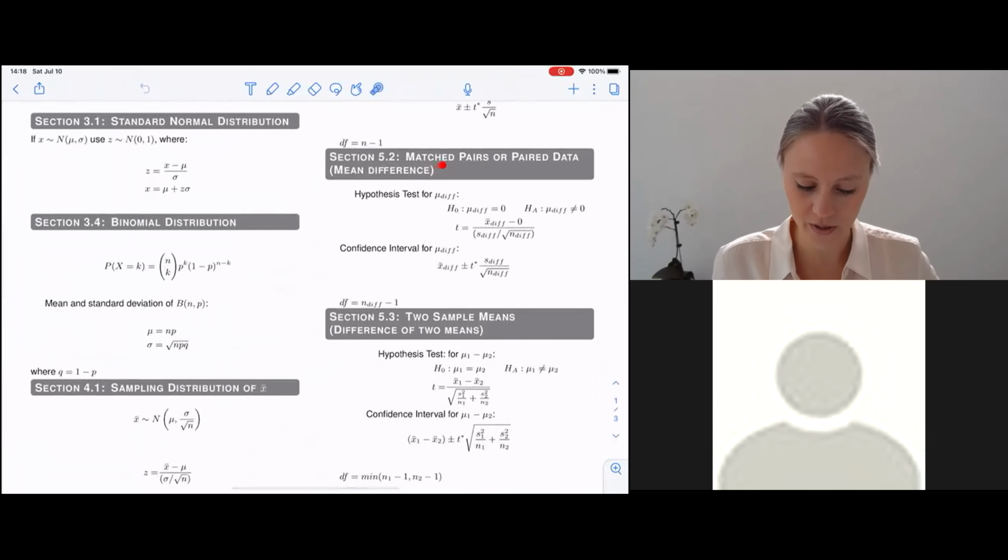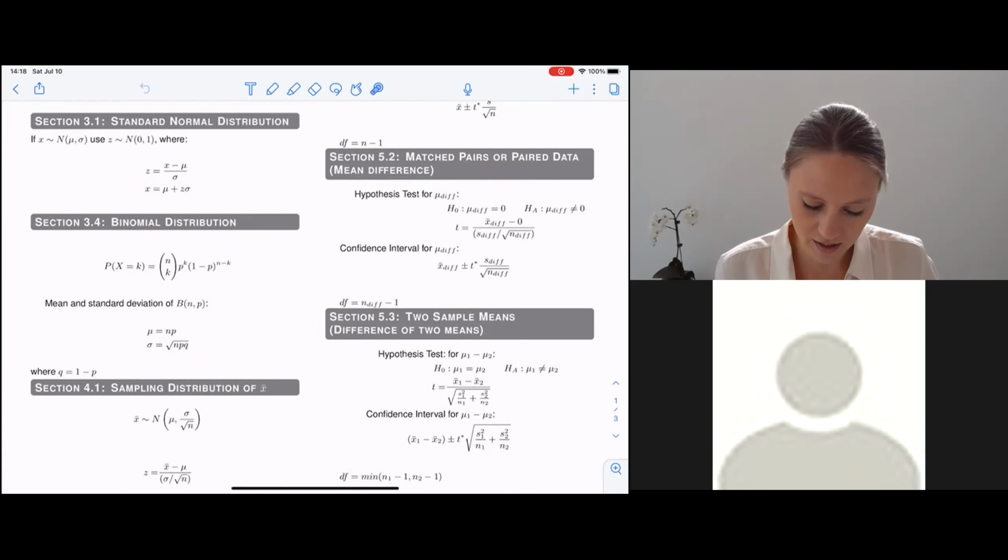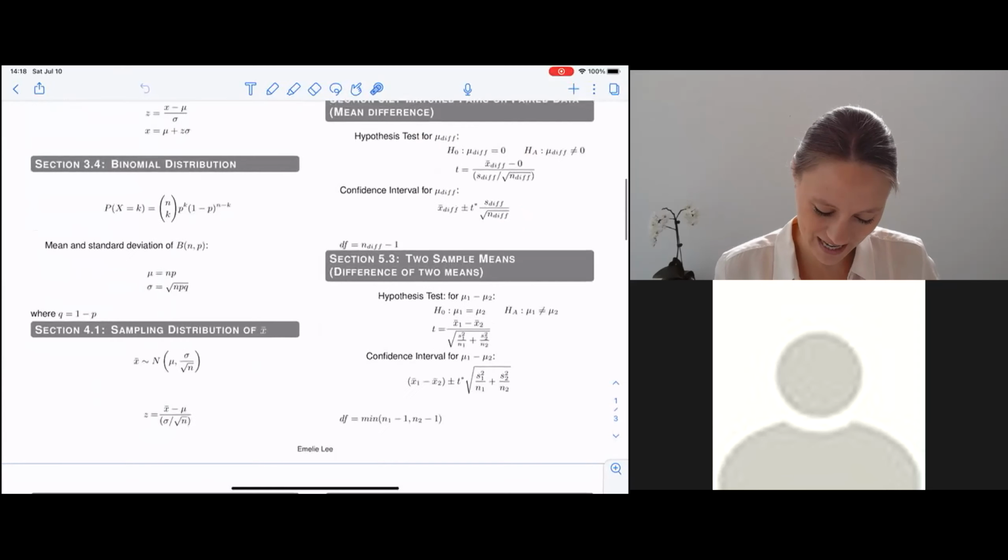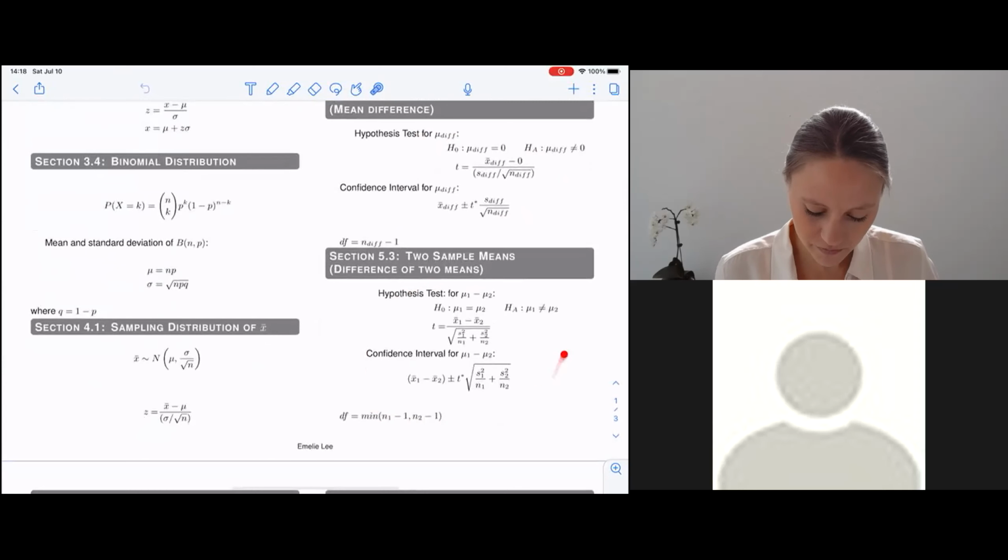So 5.2, sometimes I call it matched pairs, paired data. What we're going to be analyzing is the mean difference, and we'll talk more about that. Here is the layout for what we're going to do. If you look closely, it should look kind of familiar from earlier in chapter 5, right? Just all these diffs everywhere, spoiler alert. But also while we're here, we can talk about two sample means, or I like to emphasize it by saying two independent sample means.